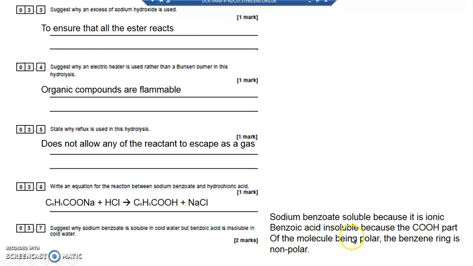whereas benzoic acid is insoluble because it's not polar, and the benzene ring is not polar either. So the benzene ring in this benzoic acid is not polar. The COOH part is polar, but the benzene ring is not polar, so a large part of the molecule is not polar, whereas sodium benzoate is ionic.